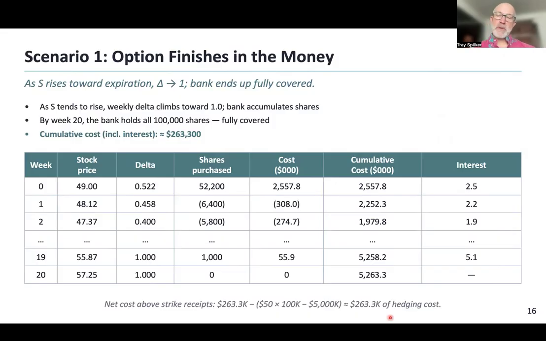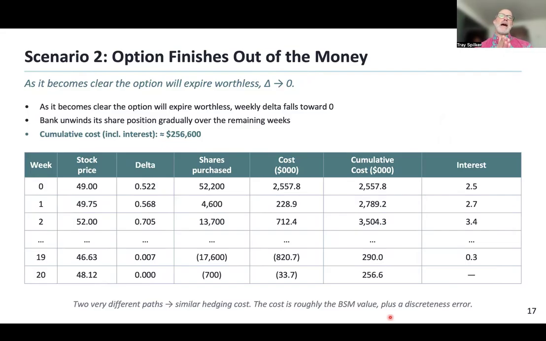And we can show a very similar example with weekly rebalancing. We're roughly going to have this discrepancy in either direction of the price move. All right. So in scenario two here, the option is going to finish out of the money. That is, it's going to become clearer over time that the option is going to expire worthless. That is, delta approaches zero through time. And you can see this over the weeks, right?